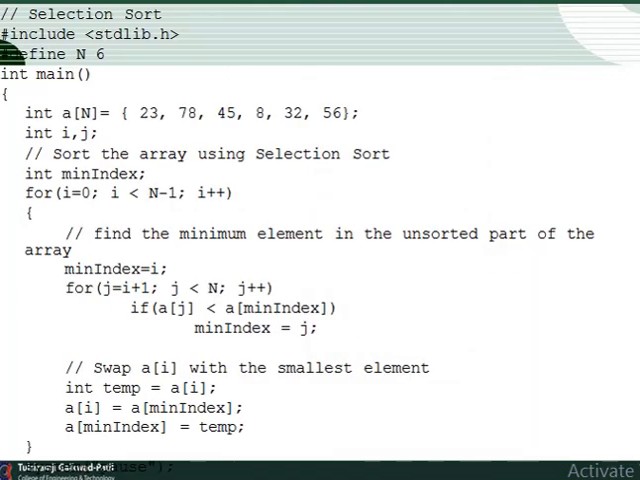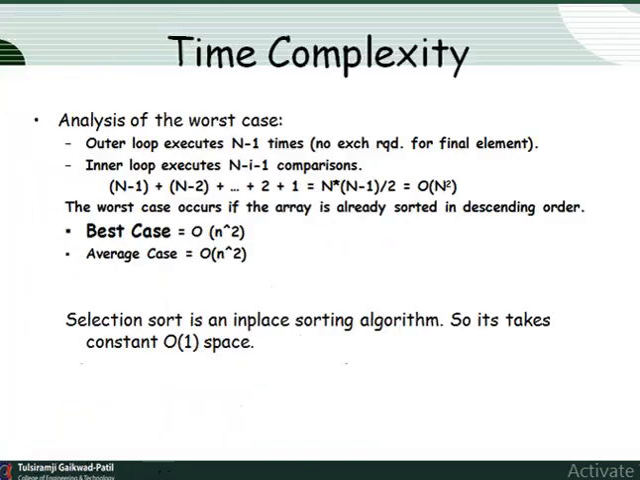With respect to C, if I say selection sort: include stdlib.h, define n 6, int main, int a is equal to, say, this particular example. Again, the same algorithm is there for selection sort.